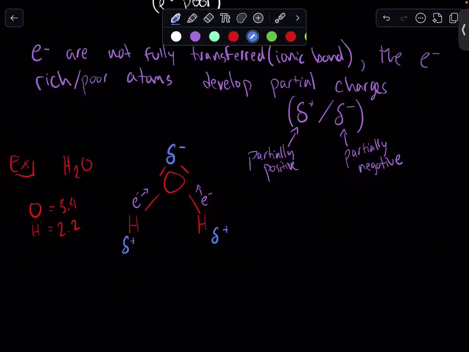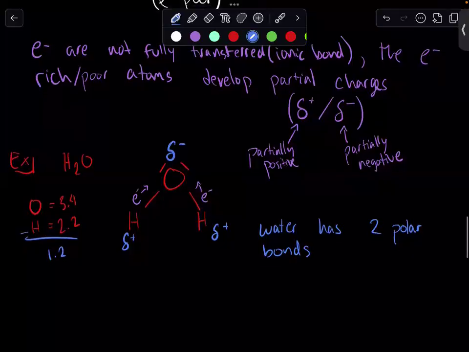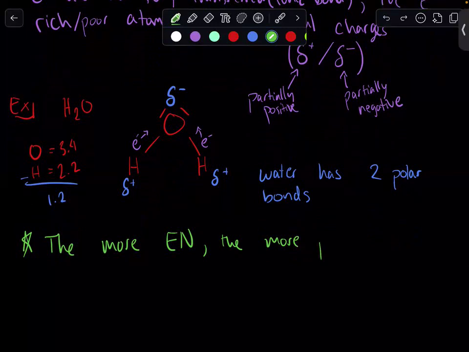So in this example, we see that water has two polar bonds. We know it's polar because the difference is 1.2 if we subtract them. And a good rule of thumb, a mantra that you can say to yourself every single day, look in the mirror, say it to yourself as a form of positive self-talk. The more electronegative, the more partially negative.